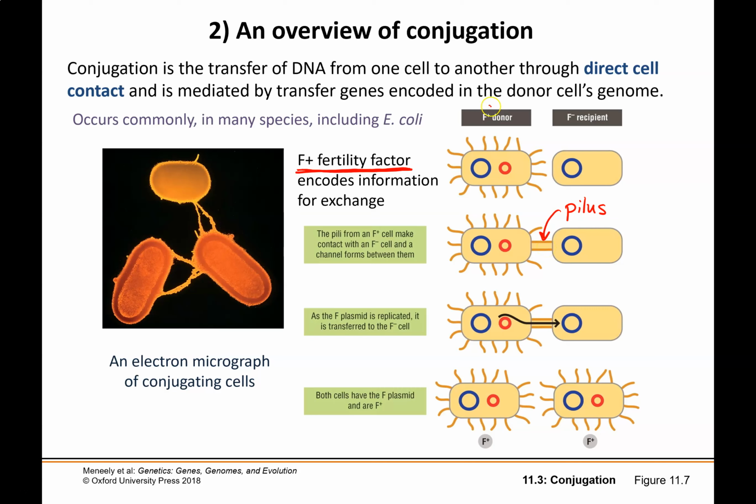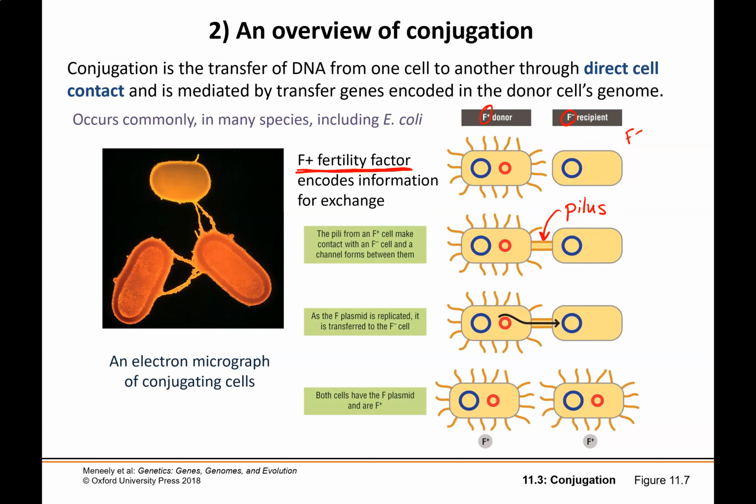So the cell that has this fertility factor is called the F positive cell. And that F positive cell is going to be our donor cell because it encodes the genes that are going to make this connection. And then the DNA from that donor cell is going to be transferred into the bacterial cell that it is transferring DNA to. So that other cell is called the recipient, and generally, they don't have to be, but they might be fertility negative, which means they don't encode the gene for this fertility factor or this ability to produce this connection or this pilus.